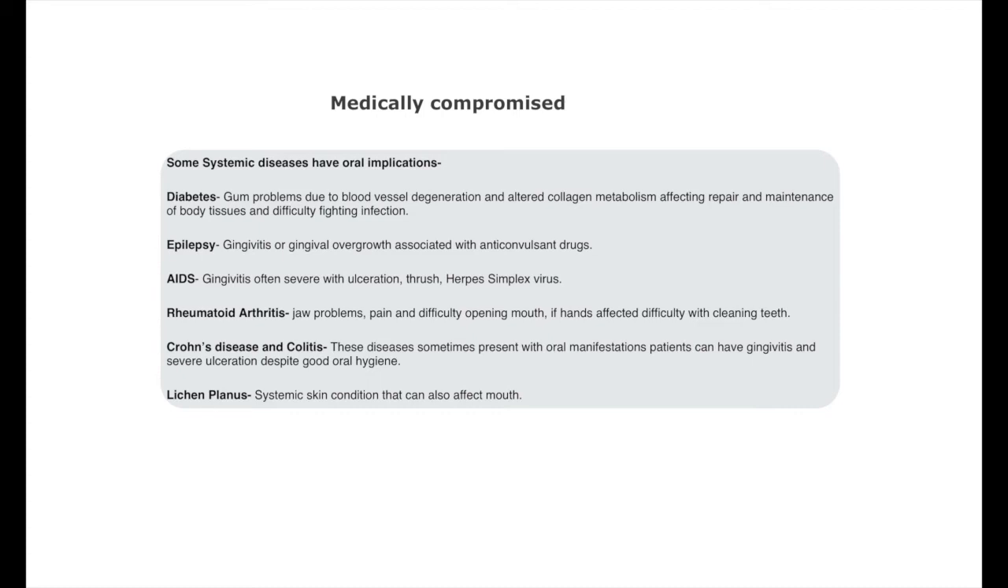Rheumatoid arthritis can cause jaw problems, pain and difficulty in opening the mouth. If the hands are affected, this can also cause difficulties with cleaning your own teeth. Crohn's disease and colitis sometimes present with oral manifestations. Patients can have gingivitis and severe ulceration despite good oral hygiene. Lichen planus is a systemic skin condition that can also affect the mouth. It often presents with white patches on the tongue and soft tissues.